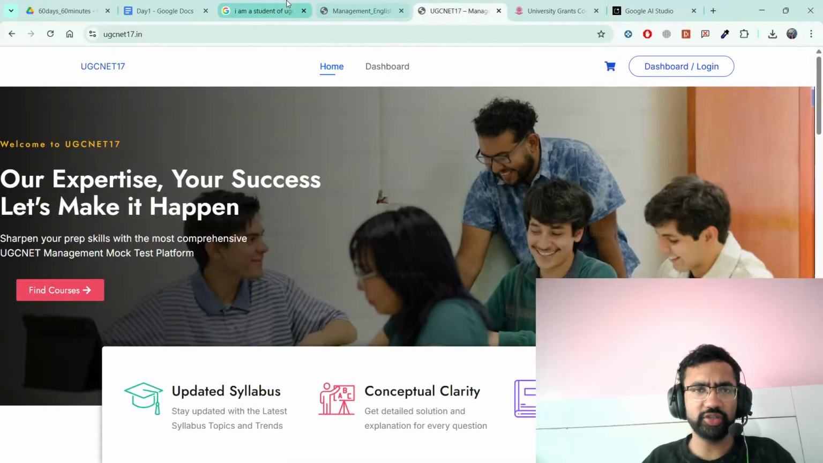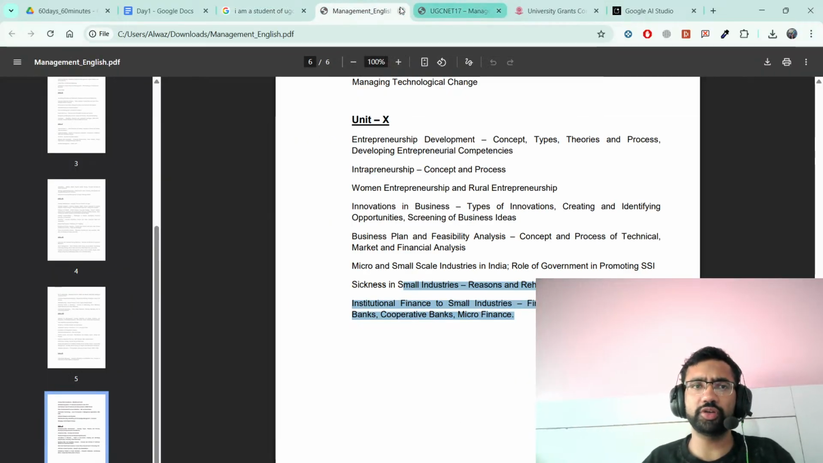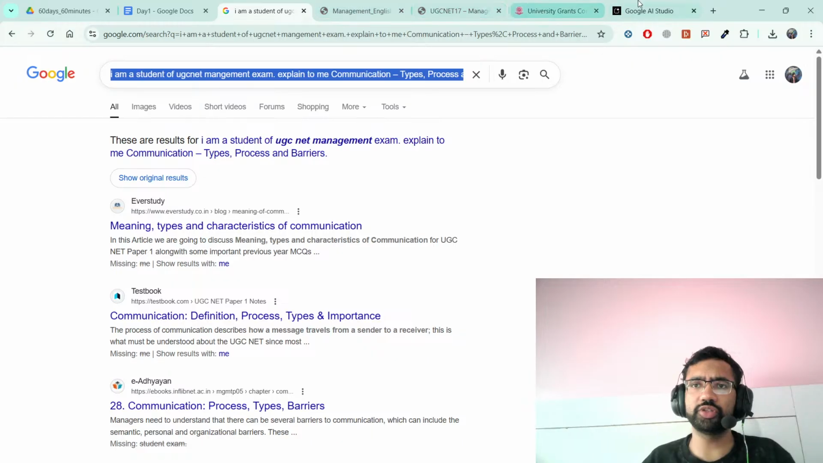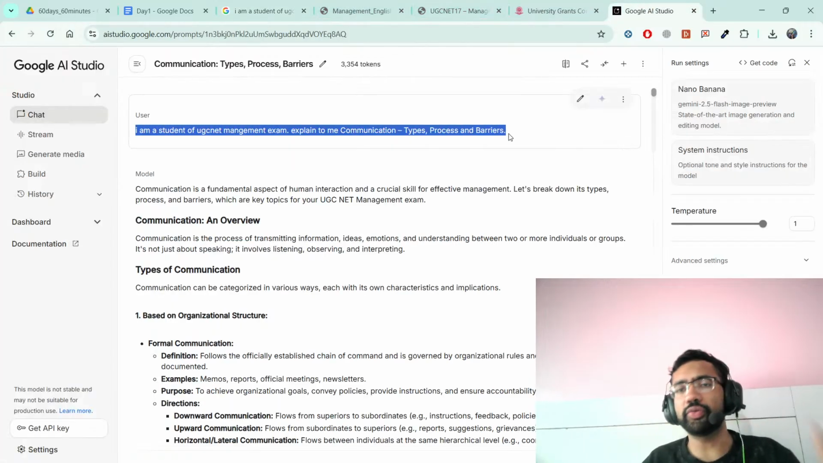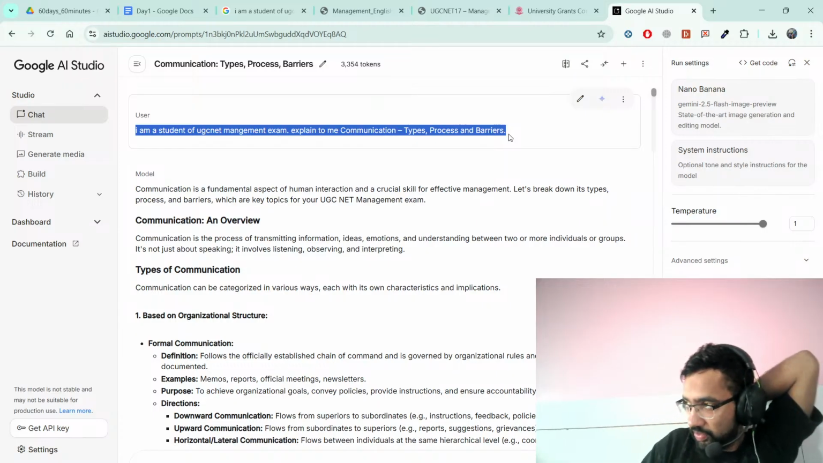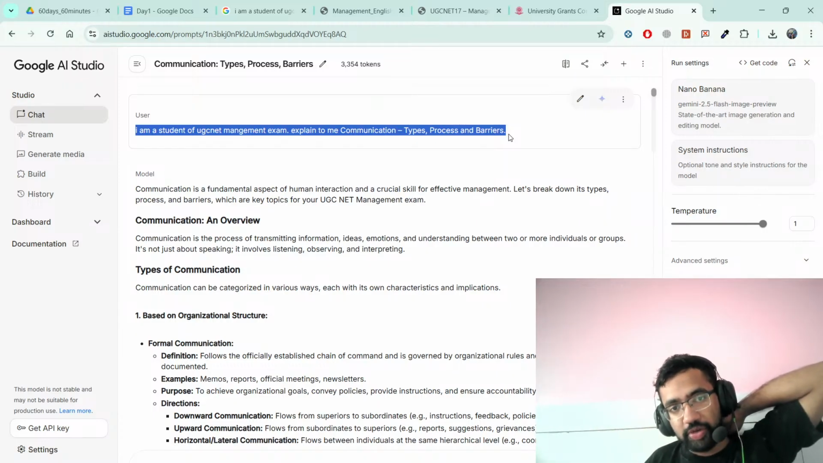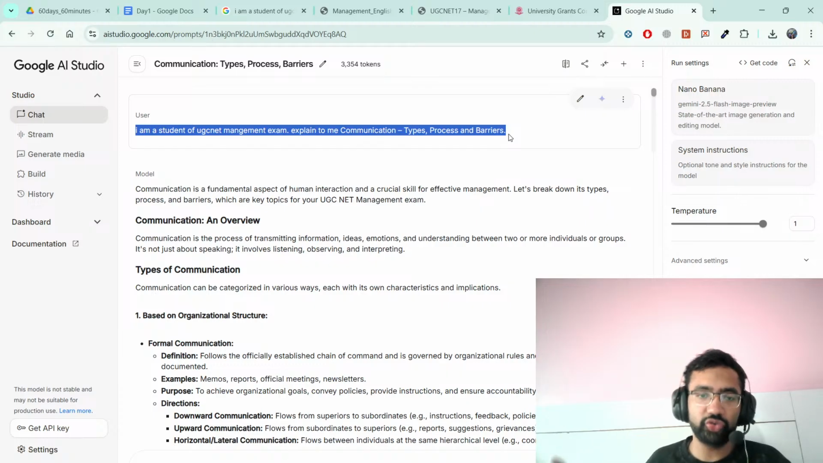It is important for you to mention in the prompt that you are a student for UGC NET Management, as you have mentioned, so that it will try to find the relevant questions. For example, an LLM model is prepared by scraping all the data from the internet. So there will be tons of sites teaching UGC NET management content.